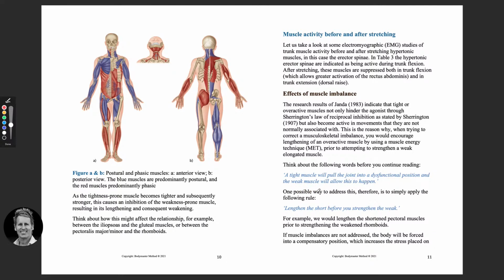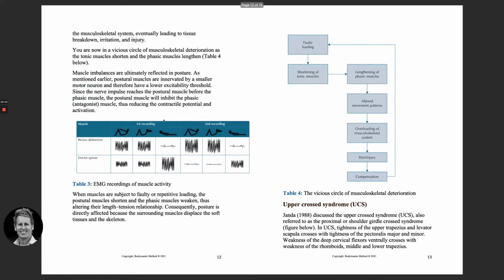It's a modified adaptation that I've used from, I think, Muscles and Testing by Kendall, which is a good book. And I have a mnemonic: lengthen the short before you strengthen the weak. So if you're looking at the psoas and gluteal relationship, you would lengthen the psoas before you activate the glutes. If you've got weakness in the rhomboids, you would lengthen the pectoral muscles, major and minor, before you activate the rhomboids. Let me explain that in the table over here.